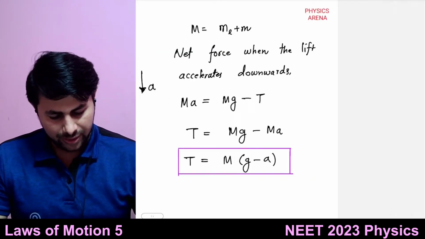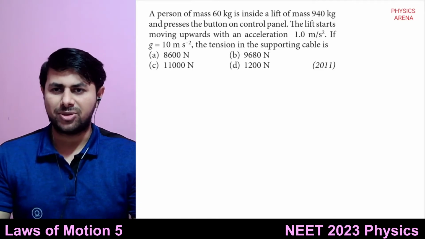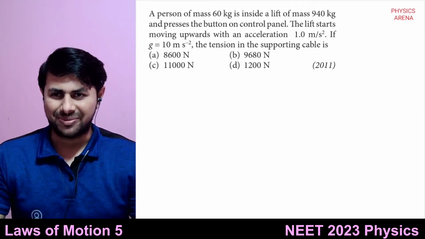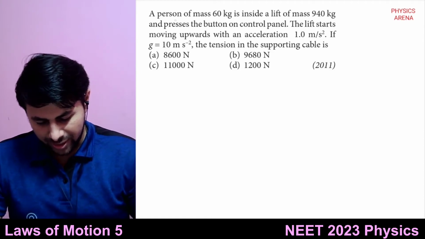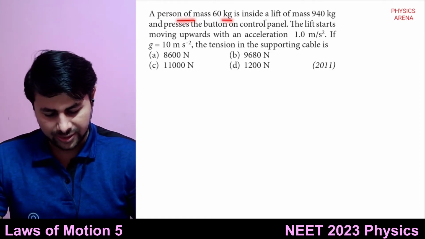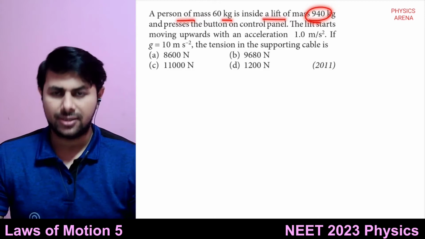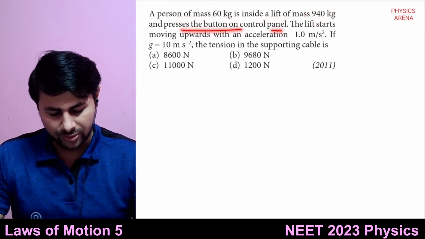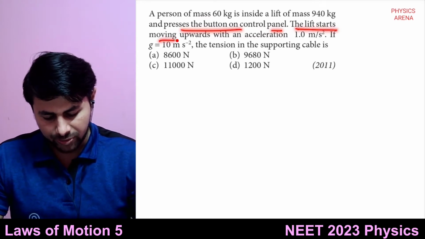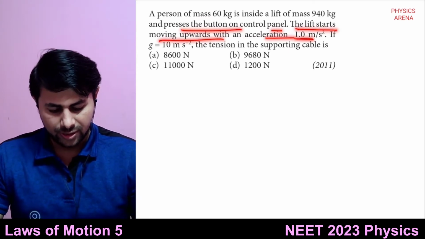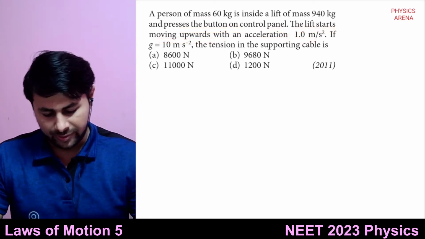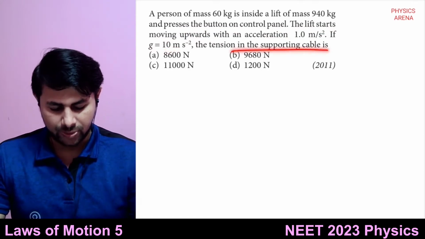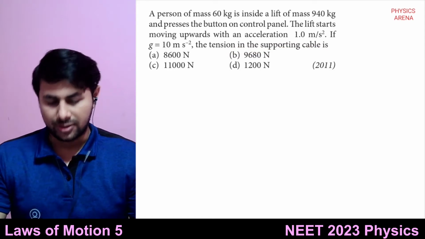Okay, so now let us solve problems based upon this thing. There have been quite a lot of problems on lift. A person of mass 60 kg is inside the lift of mass 940 kg and presses the button on the control panel. The lift starts moving upwards with acceleration 1 meter per second squared. If g is equal to 10 meters per second squared, the tension in the supporting cable is very simple, right?